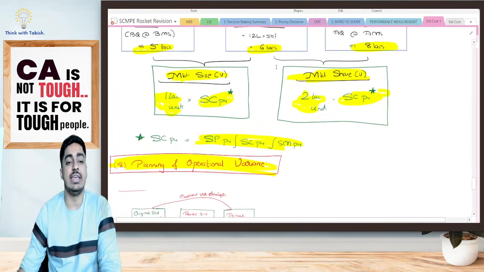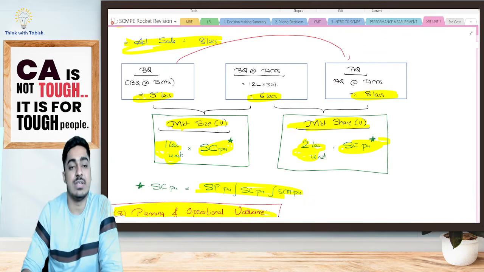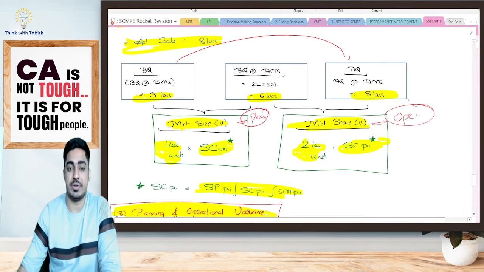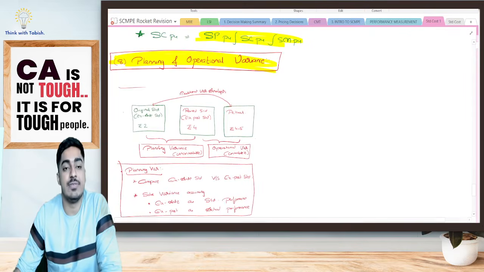Now, even here, market size and market share variance. My market size variance is called planning variance. It is uncontrollable. Market share variance is called operational variance, which is controllable. Okay. Now, planning and operational variance.